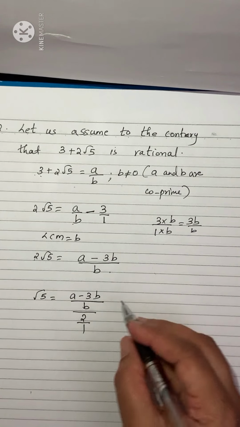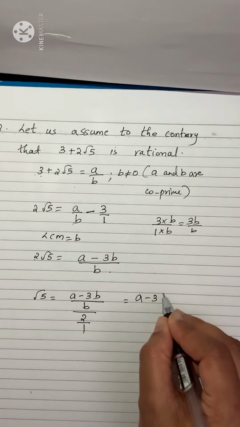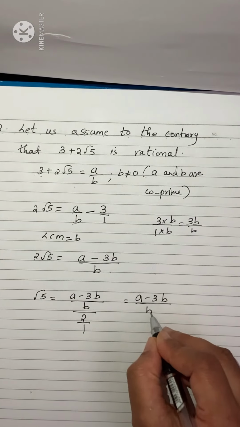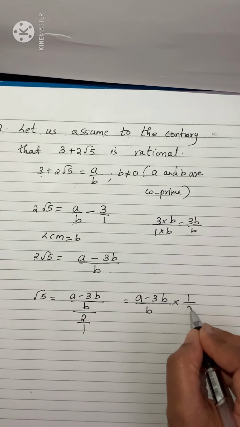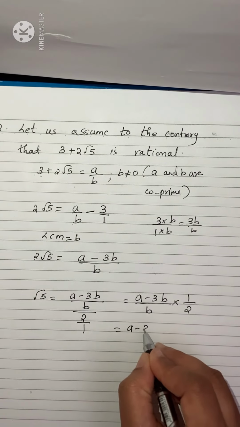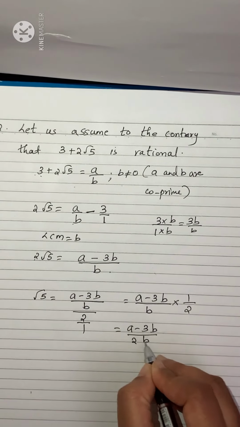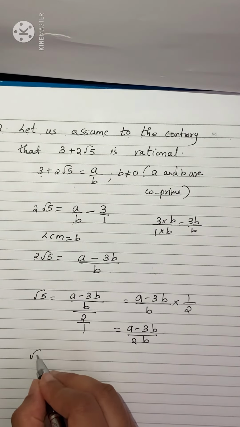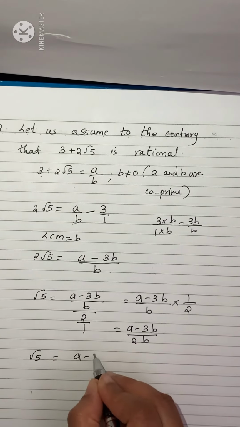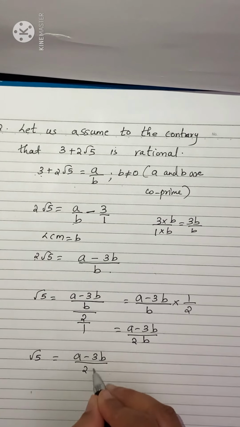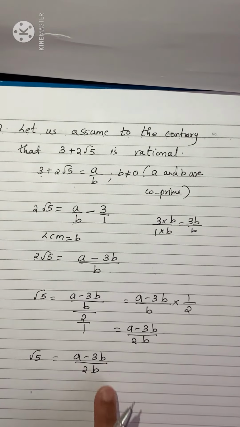Now if we cross multiply, how will it come? A minus 3b by b into 1 by 2, which is equal to a minus 3b by 2b. So we get root 5 equals a minus 3b by 2b. Here a and b are integers.